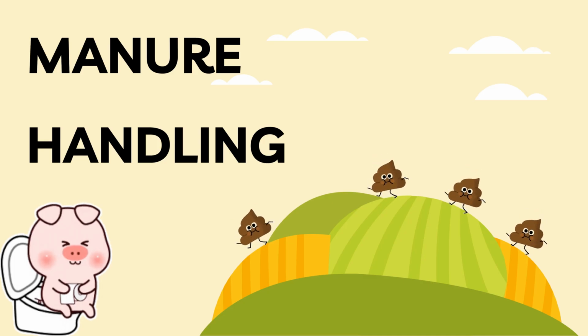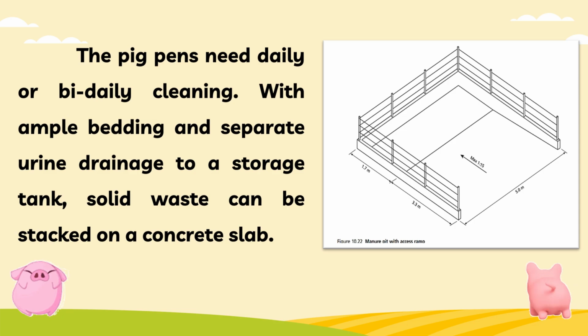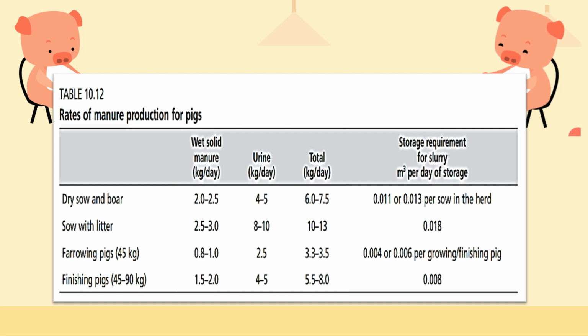Manure handling. The pig pens need daily or bi-daily cleaning. With ample bedding and separate urine drainage to a storage tank, solid waste can be stacked on a concrete slab. Alternatively, if minimal bedding is used or urine is not separated, a manure storage slab, as in Figure 10.22, is suitable. Table 10.12 indicates manure production rates.